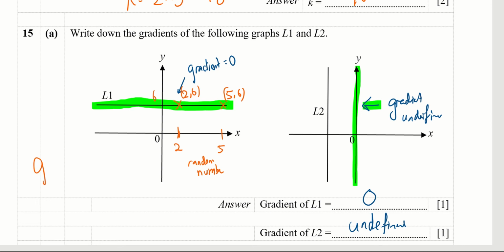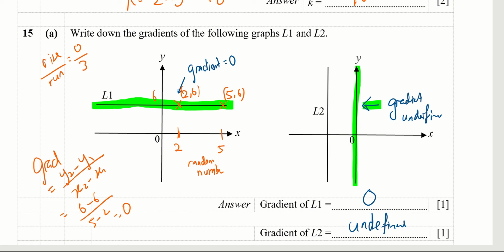So the gradient is y2 minus y1 over x2 minus x1. So 6 minus 6 over 5 minus 2, then you get 0. Or you use the rise over run. Since this is a floor, there's no rise, the run is 3, again 0.